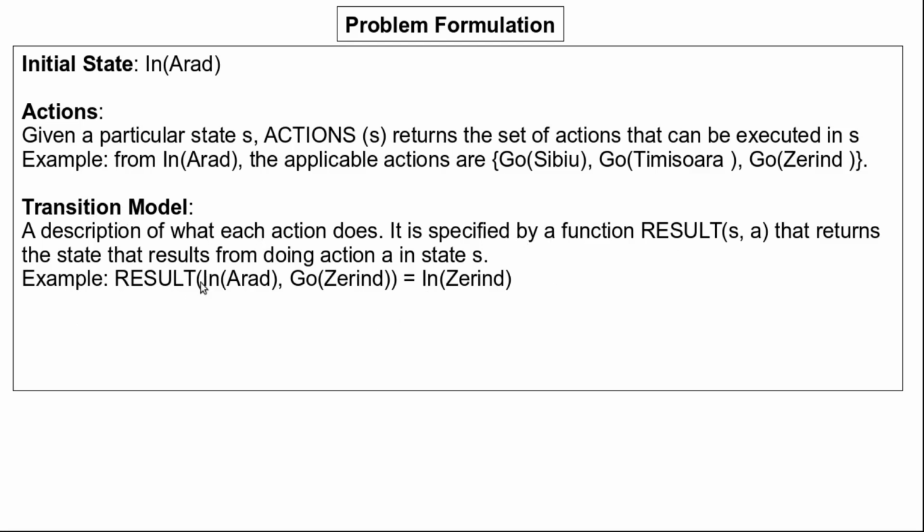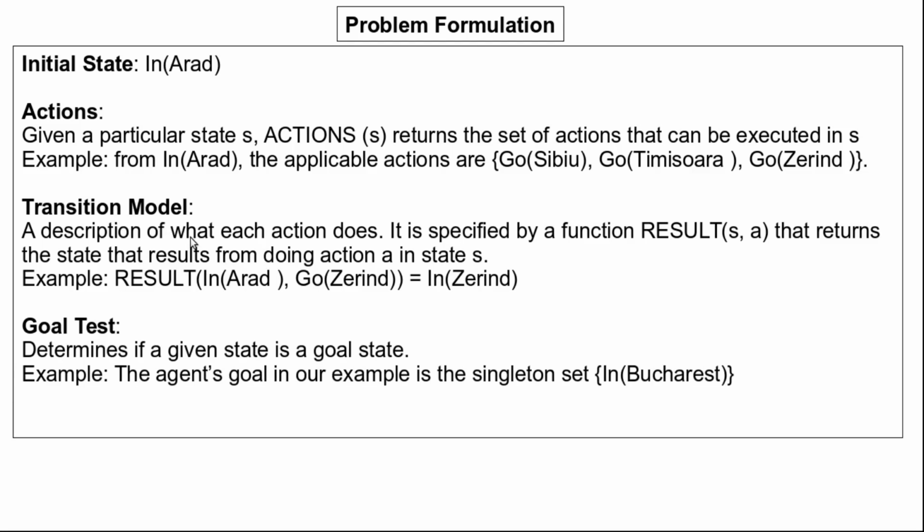One example here is that when we are in the state In(Arad), and in this state we perform the action Go(Zerind). The result of performing this action Go(Zerind) while in state In(Arad) is that the new state is In(Zerind). Like this we have to specify for all possible states and for all possible actions in that state, and then the complete specification will be our transition model.